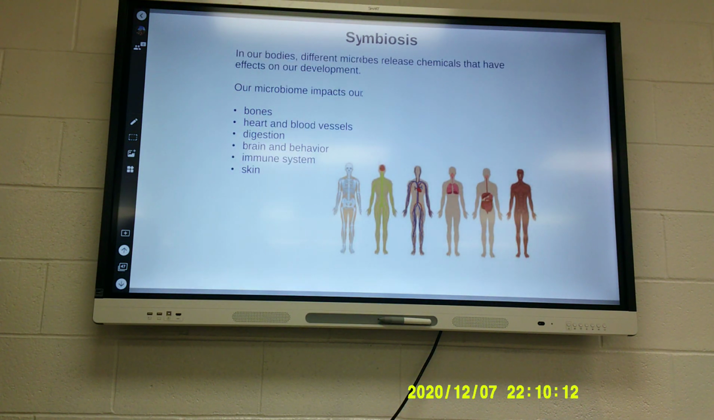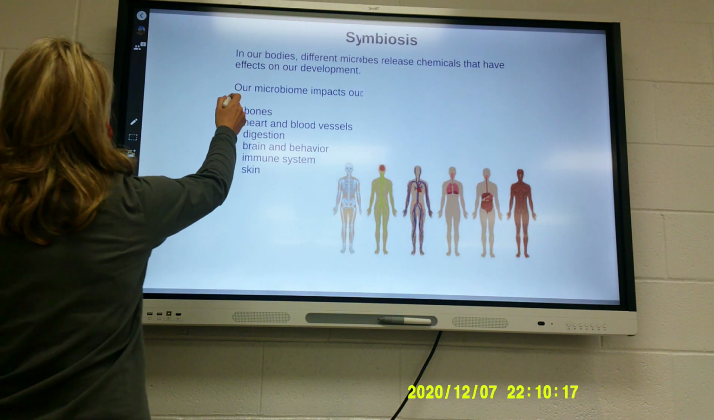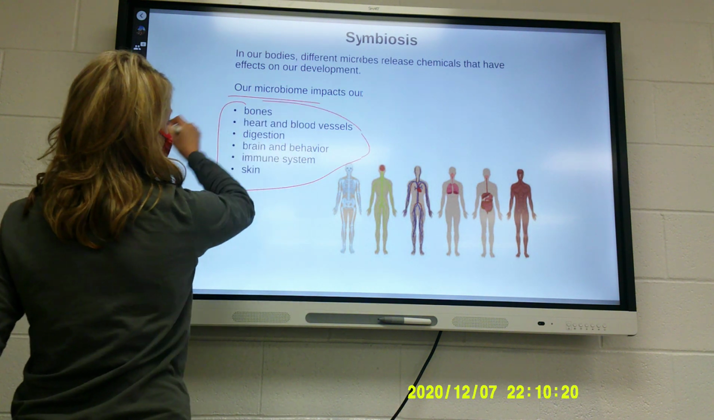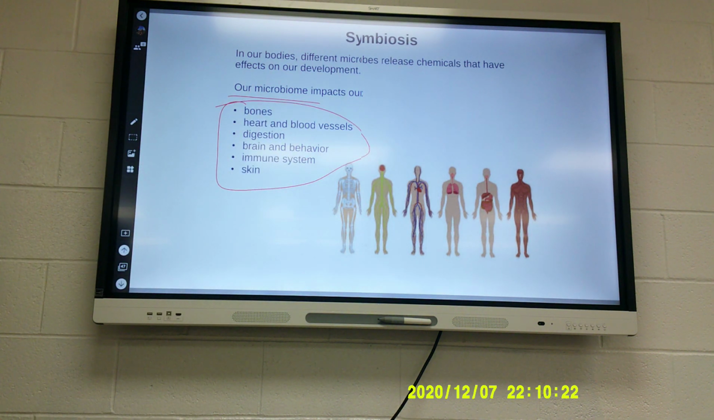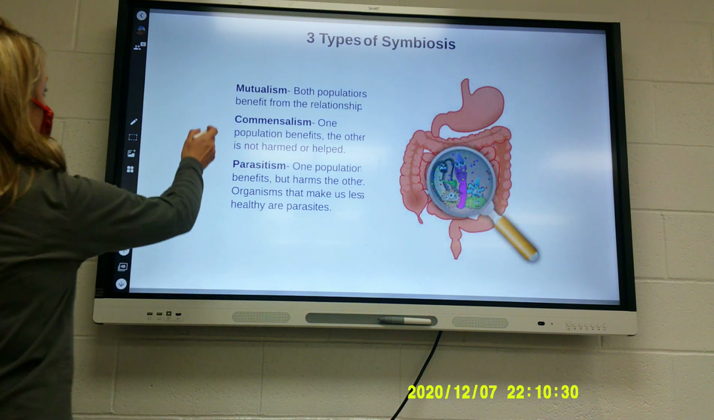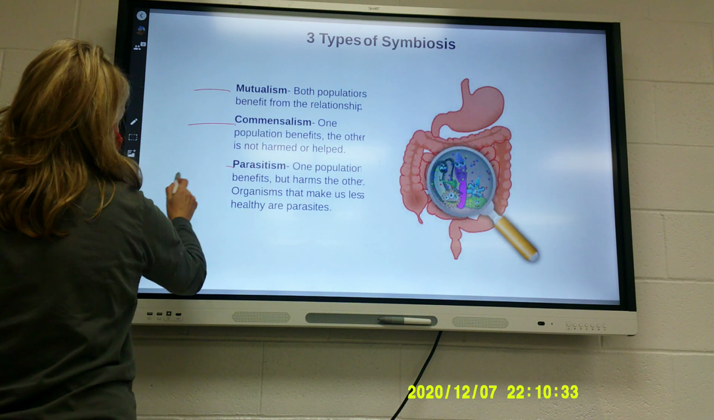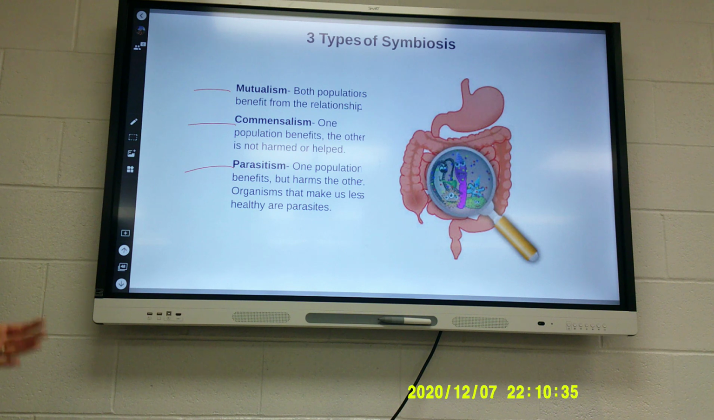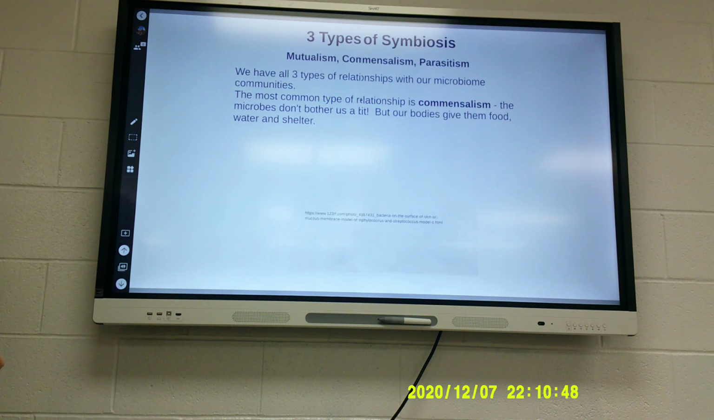In our bodies, different microbes release chemicals that have effects on our development. The microbiome affects all of these: bones, heart, blood vessels, digestion, brain, behavior, immune system, and skin. Three types of symbiosis: mutualism, commensalism, and parasitism. Mutualism, both groups benefit some way. Commensalism, one benefits, the other is not harmed or helped, it's just there. And then parasitism, one benefits and then harms the other.